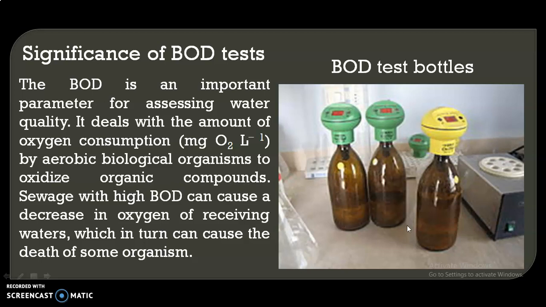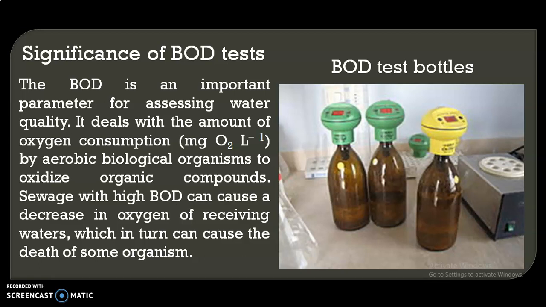And here, if you look at the bottles, these bottles are called BOD test bottles, used in sewage treatment plants to determine the BOD of the polluted water and the BOD of the clarified water. So sewage with high BOD can cause a decrease in oxygen of receiving waters, which in turn can cause the death of some organisms. So BOD tests are carried out at sewage treatment plants in order to understand whether the BOD is very high in water or not.